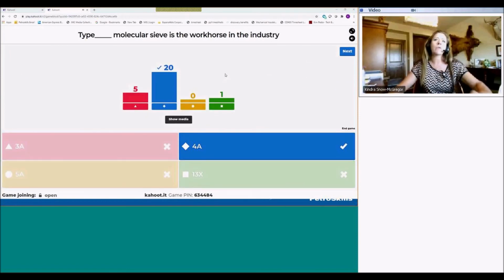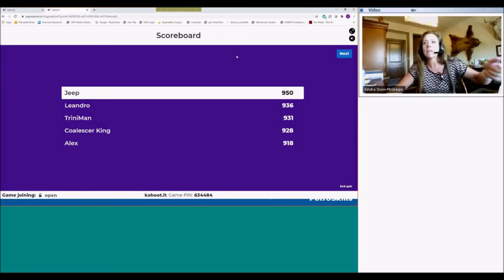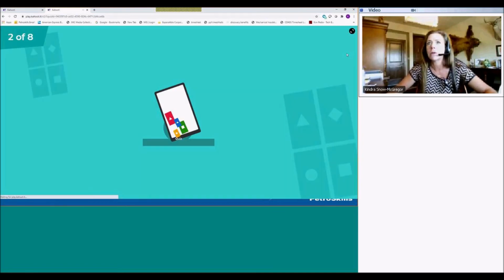All right, excellent work. The 4A molecular sieve is the workhorse in the industry because Harvey mentioned that it is by far the most robust, or the strongest type of sieve that we have available to us. So it should have a longer life as compared to a 3A, which is a bit more delicate. All right, so it looks like Jeep is in the lead, followed by Leandro.